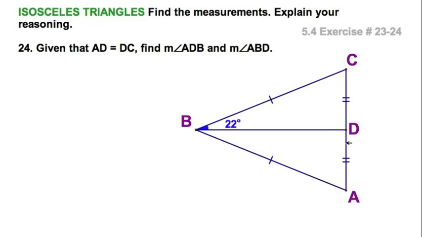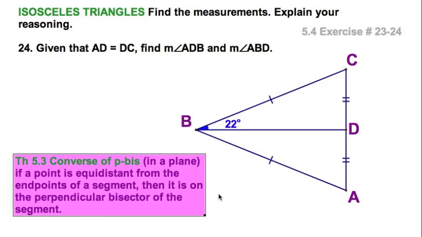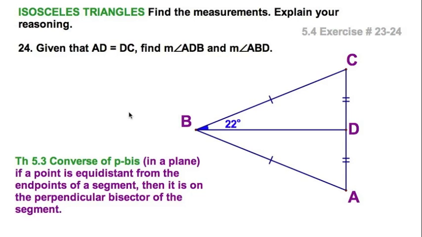Almost the same diagram, except now we're given these two segments are congruent or have equal measure. And now this is a case for the converse of the perpendicular bisector theorem. Because after all, this point B is equidistant from A and C, so it's on the perpendicular bisector of AC.